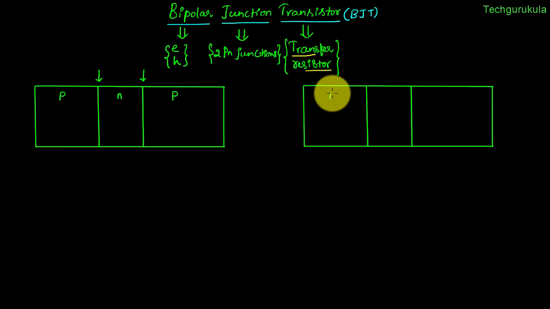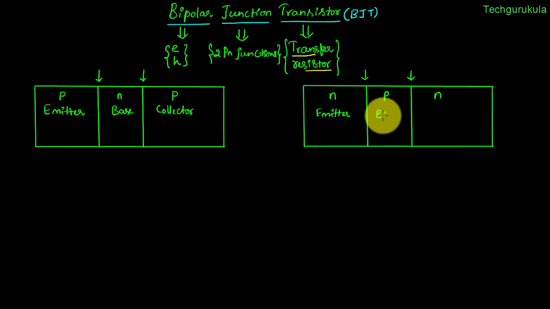Similarly, we can have N material, P and N material. We have one junction here and second junction here. We call this as emitter, this as base, and this as collector. We'll understand this nomenclature in detail once we understand the operation of this transistor. And similarly here, this is emitter, base, and this is collector. And we have three terminals to it. First terminal is emitter terminal, second base terminal, and third collector terminal.